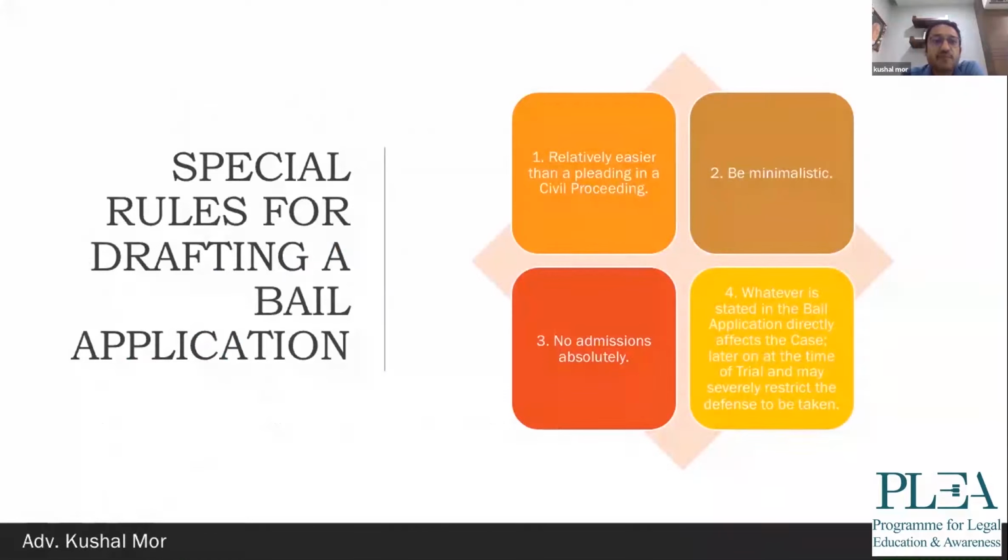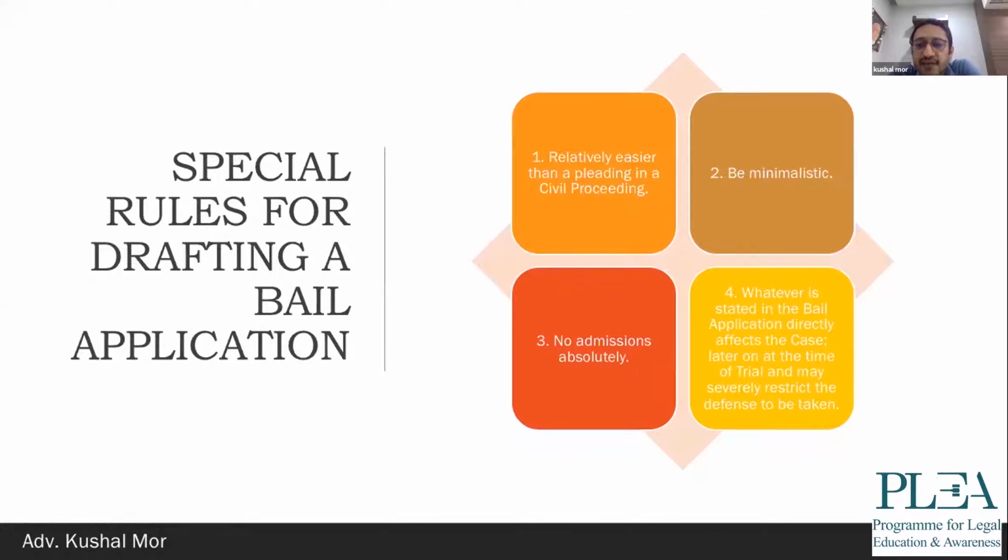Now, when we come to special rules regarding a bail application, first, the good part is that they are relatively easier to draft than, say, any pleading in a civil proceeding, because therein you have to ensure a certain number of things. With a bail application, it is much easier. Second, say less. The less you say, the better it is for you in most cases. Third, no admissions, absolutely. They'll hurt you later on.